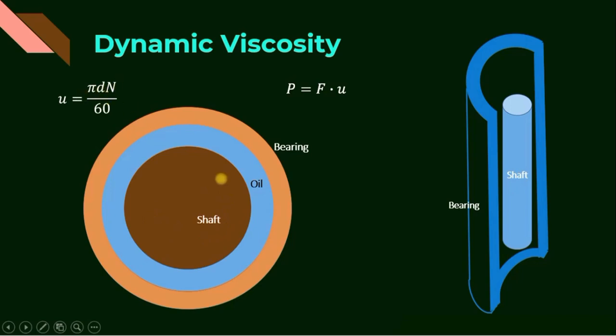And we can determine the change in velocity. The change in velocity is equal to u minus 0. From this, we can determine the power lost due to friction. P is equal to the shear force multiplied with the velocity. That is the tangential velocity.